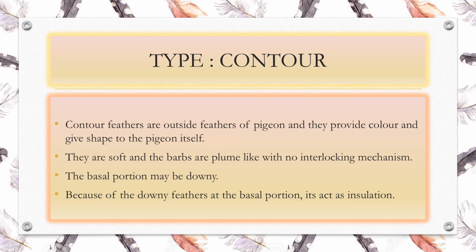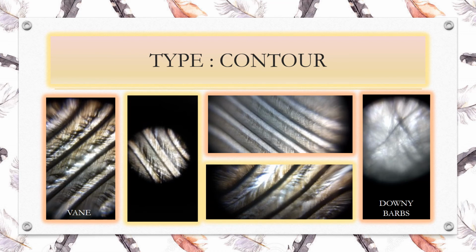Contour feathers are the outside feathers of the pigeon and they provide color and give shape to the pigeon itself. They are soft and the barbs are plume-like with no interlocking mechanism. The basal portion may be downy. Because of the downy feathers at the basal portion, it acts as insulation. This is a close-up of the contour. There is the vein and downy barbs, and the rest is the contour itself.